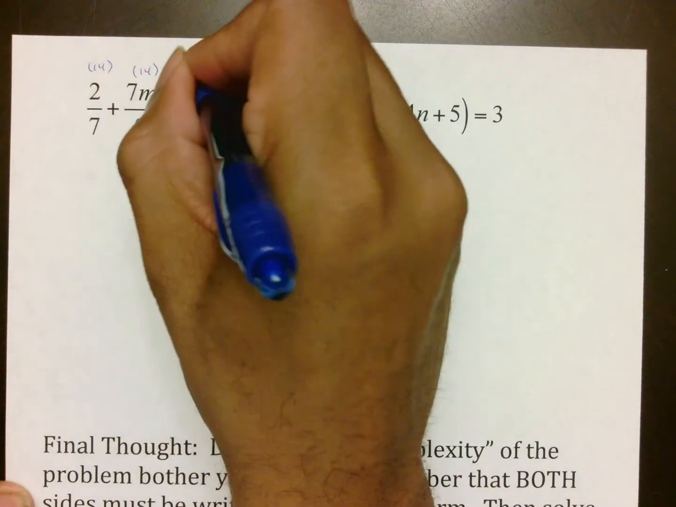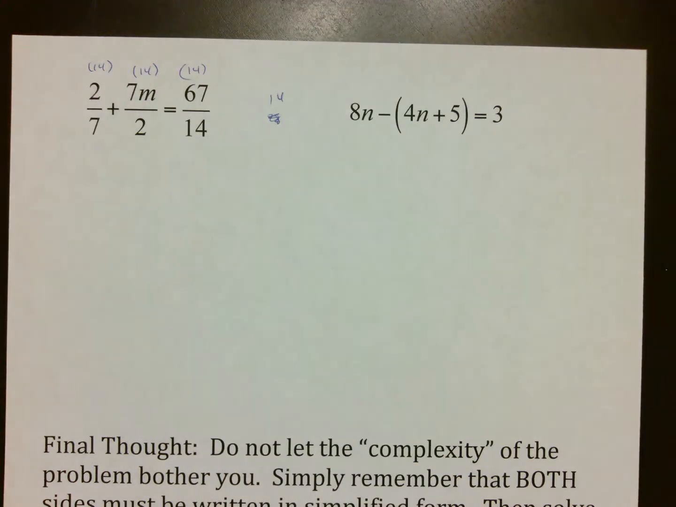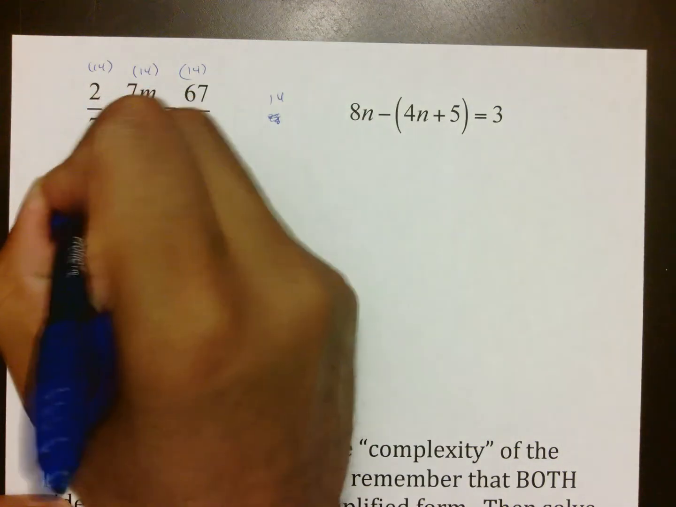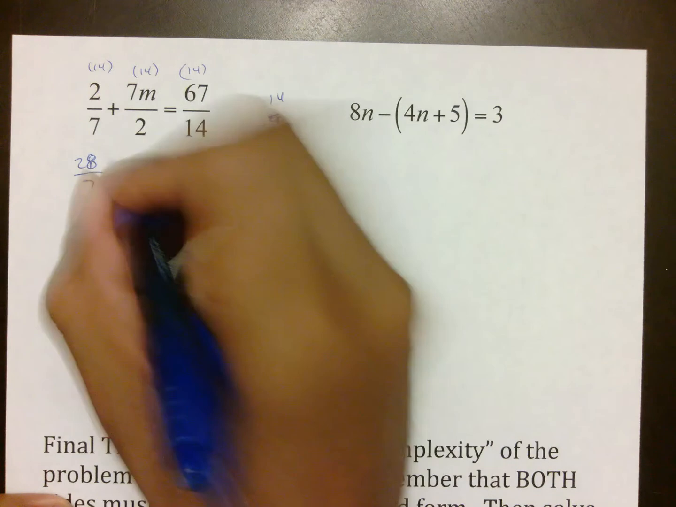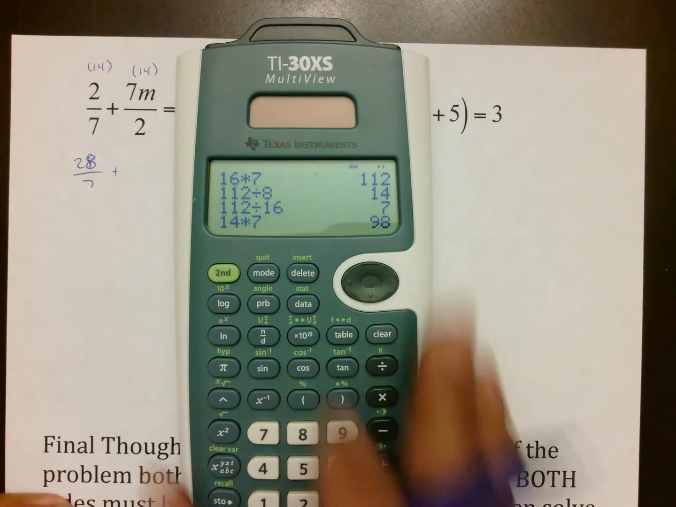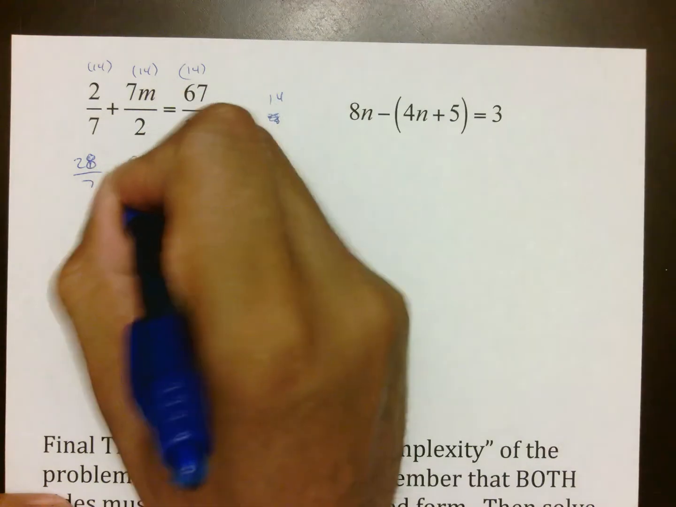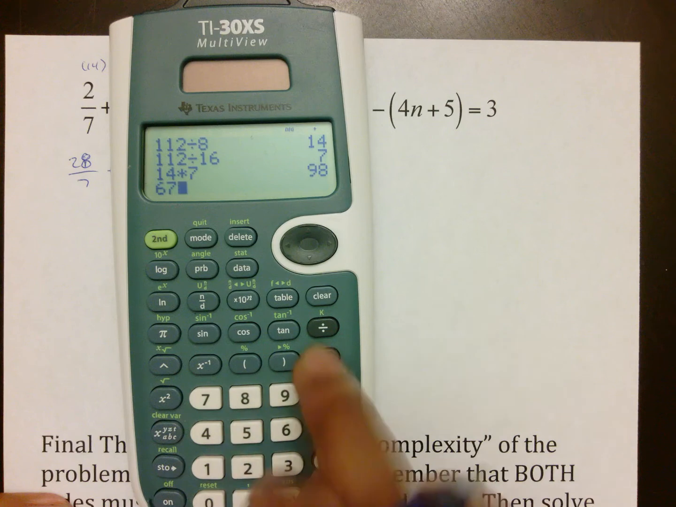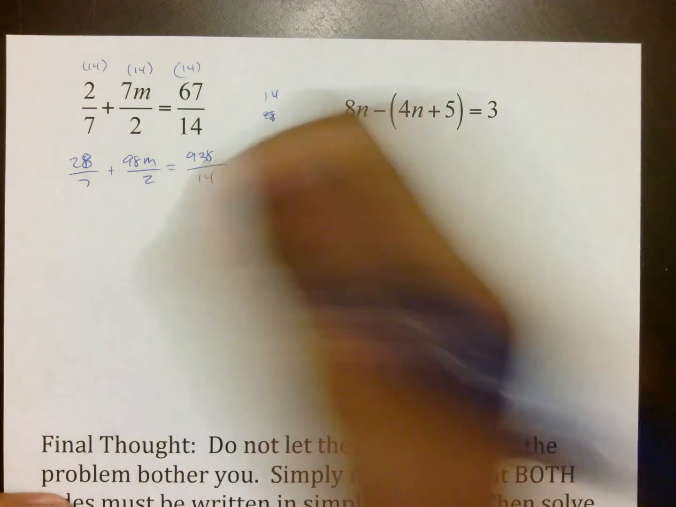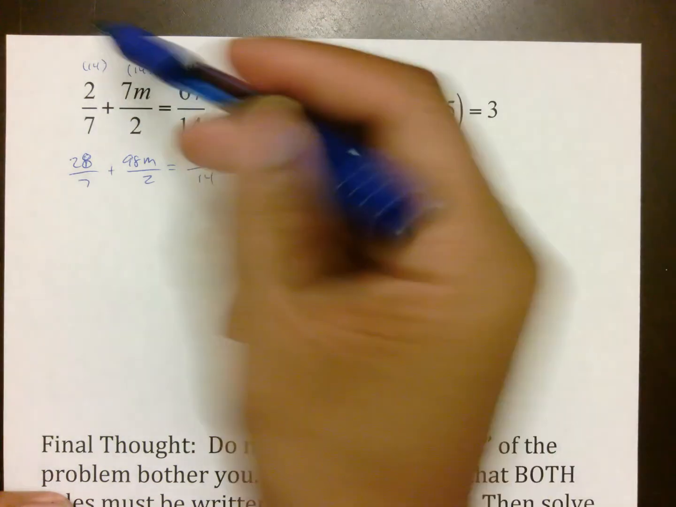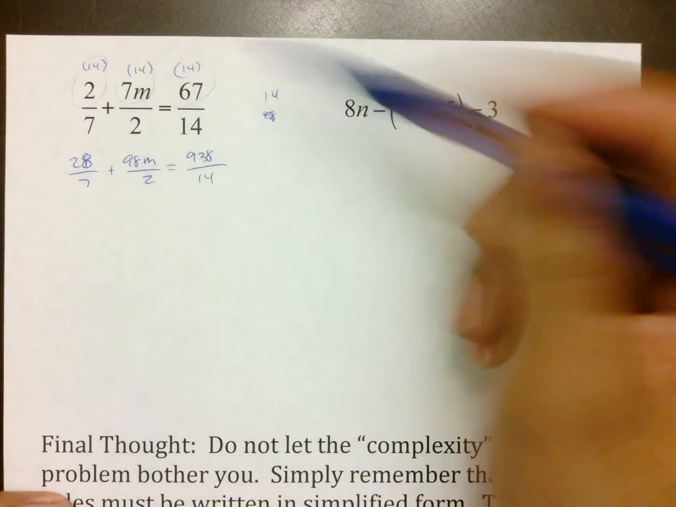And I'm going to go ahead and use the non-crossout method on this one here. So I'm going to take 14 times 2, which is 28 over 7, plus 14 times 7, which is 98, m over 2 equals whatever 67 times 14 is, which is 938 over 14. So again, in the last one I did, I kind of canceled them out going through, but this time I'm actually multiplying the top portions of what's going on.